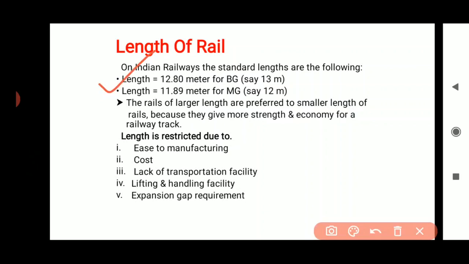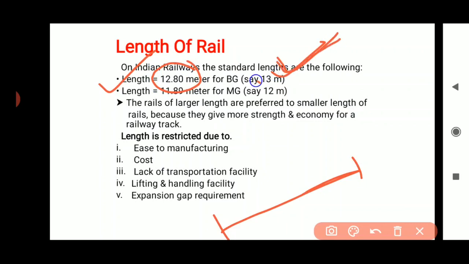Okay, for the broad gauge, we are talking about the length of one rail only. The length of one rail is 12.80 meter, which we generally take as 13 meter.